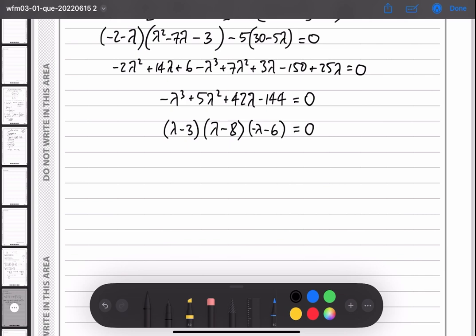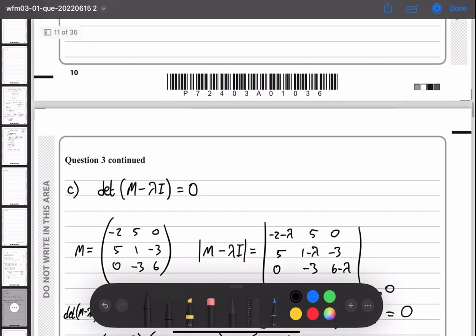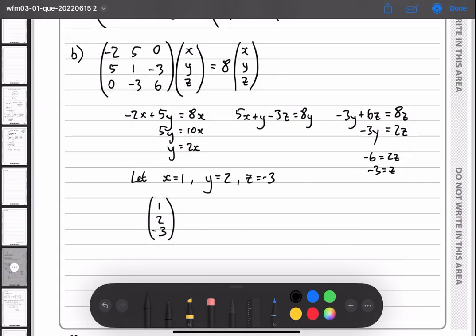In an exam setting, I would just leave it like that. I wouldn't check my work unless I had time at the end of the exam to come back and check it. It seems to have worked out well. In this case, minus lambda minus 6 is one of the options, which gives me the final answer: lambda is equal to minus 6. That's the third eigenvalue. We still need an eigenvector. So we're going to do the same as we did in part B, but with minus 6 instead of 8.